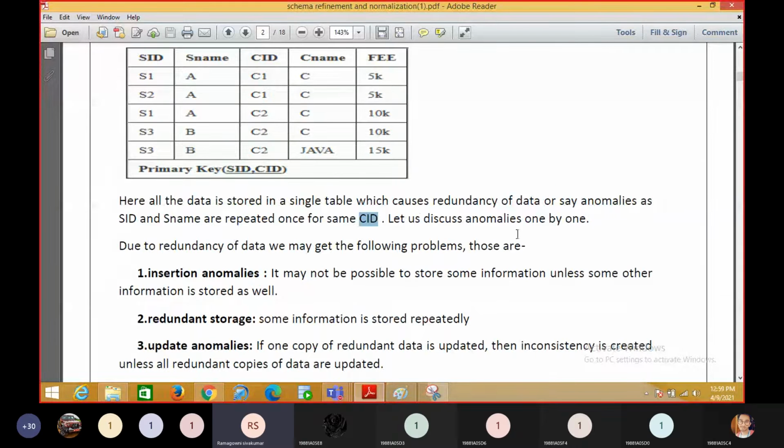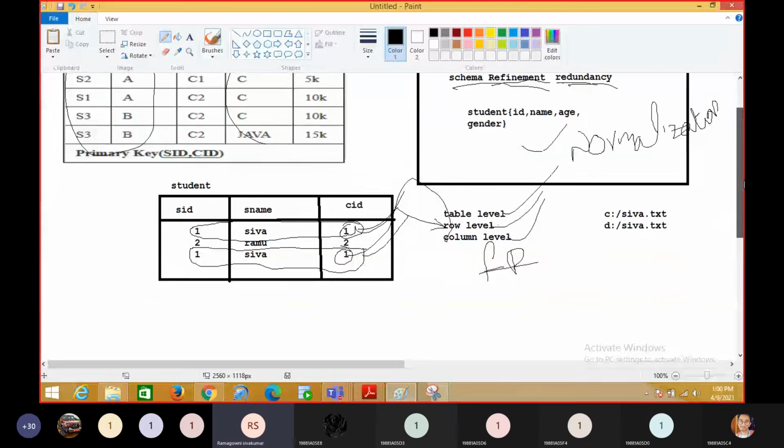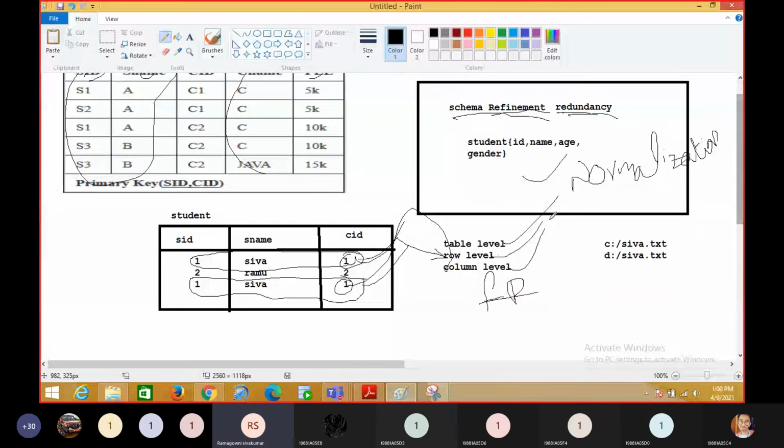Let us discuss the anomalies one by one. Due to redundancy of data, we get the following problems: insertion anomalies, while inserting, what is the problem, with redundant storage; and update anomalies, while updating, what is the problem. So while inserting, what is the problem? See here. CID, C name.